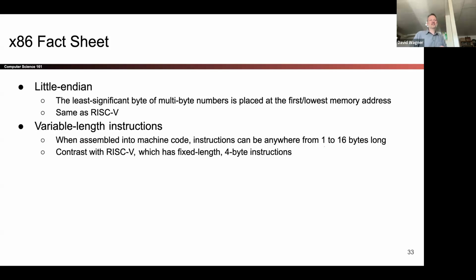As we already said, x86 is little endian. One thing that's a little bit weird about it is variable length instructions. Some instructions can be represented in only a few bytes of machine code. Some instructions take many bytes of machine code. So this is a difference from RISC-V, which I think you learned in 61C, where in RISC-V, all instructions are 4 bytes long.